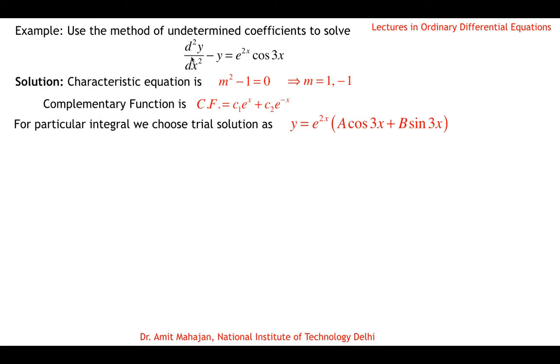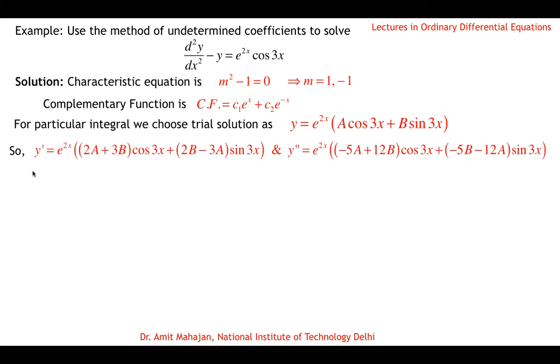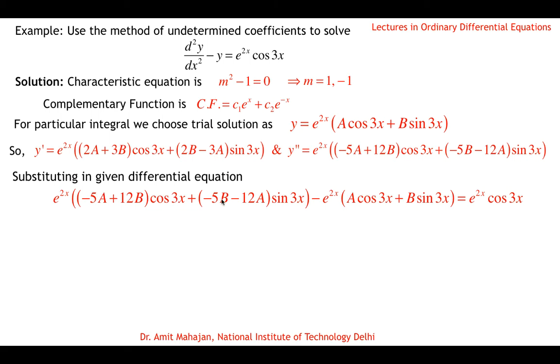We calculate the two derivatives, the first derivative and then the second derivative. You can try this, these are the derivatives, and then substitute the second derivative and y value on the left hand side. Once we substitute, you can combine the terms of e power 2x cos 3x and e power 2x sine 3x, and then compare both sides. We combine the e power 2x cos 3x terms, there are two terms, and similarly the e power 2x sine 3x terms.